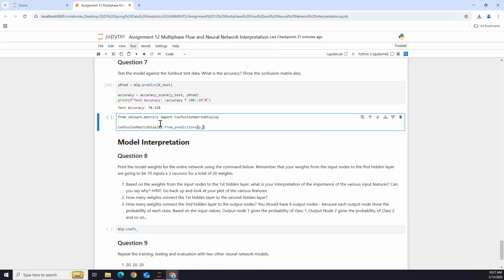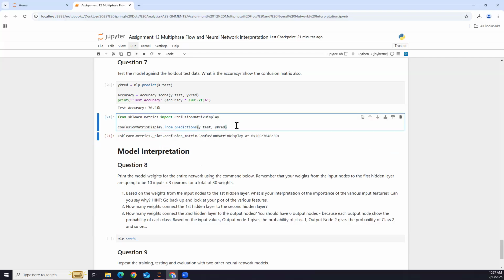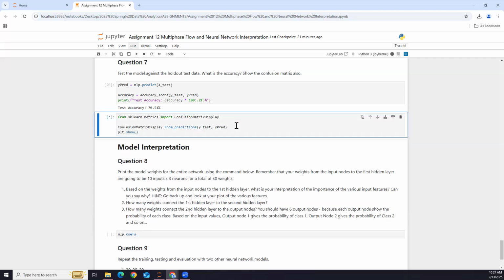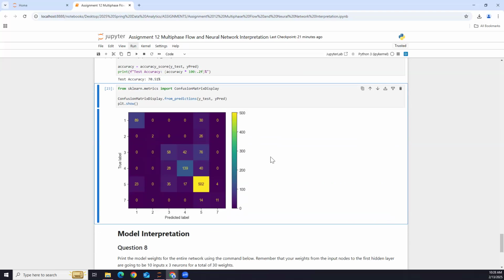And I have my test data set, and I have my test labels and I have my predicted labels. And this is going to give me the confusion matrix. And this is my confusion matrix.